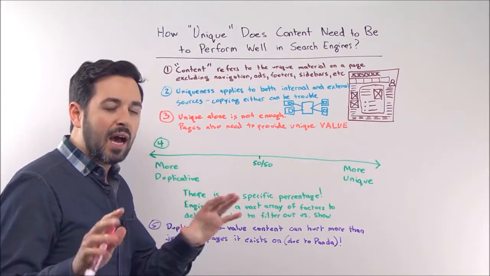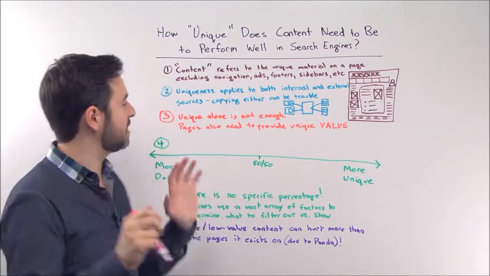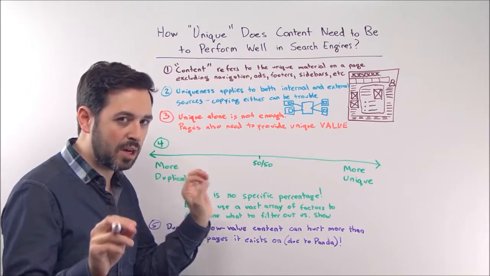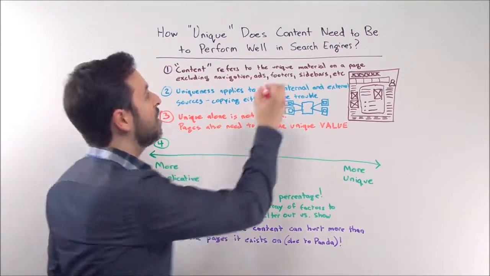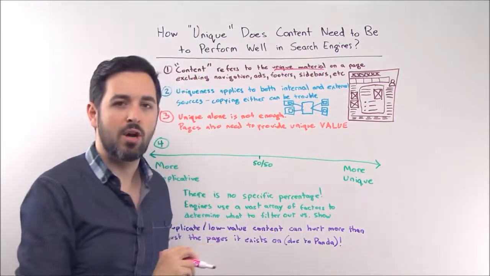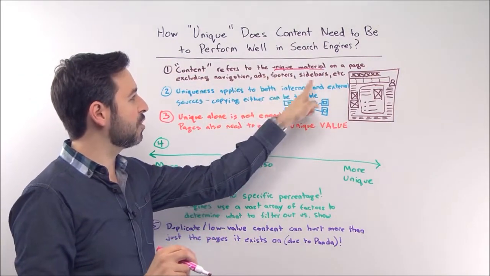So the first thing that I always like to talk about when we get into a discussion of content uniqueness is that when we talk about the content that the engines are considering for this, we're referring only to the unique material on a page, right? That excludes navigation, ads, footers, sidebars, etc.